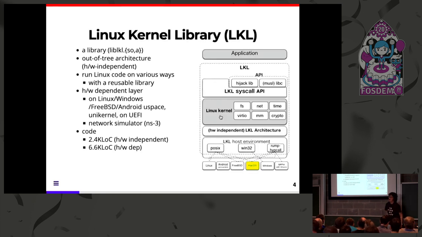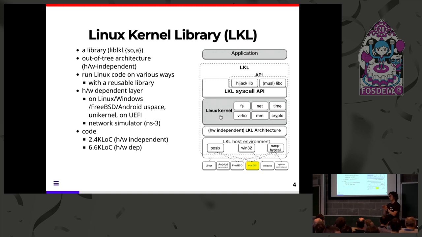This slide shows a brief overview of what LKL, the Linux kernel library, looks like. Our code generates a library which is linkable from external programs. The implementation of LKL takes a similar approach to what User Mode Linux does, which creates a new architecture directory inside the Linux kernel source tree. But this architecture is totally hardware independent.